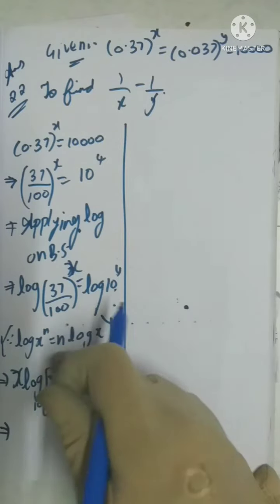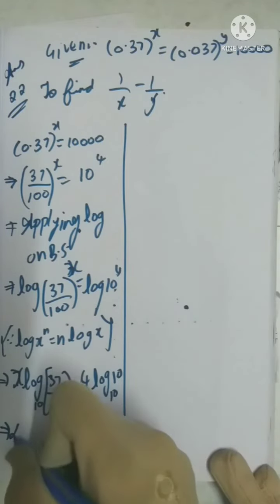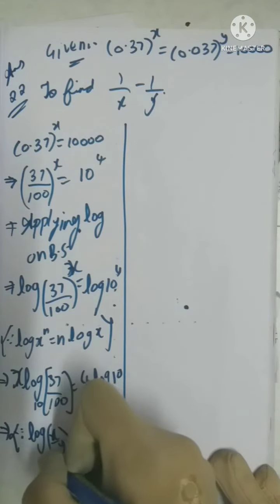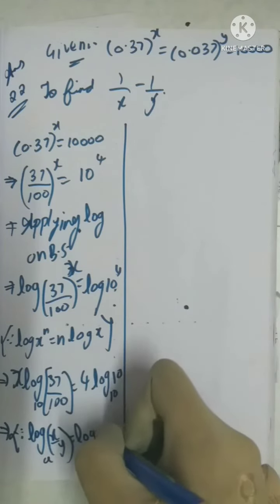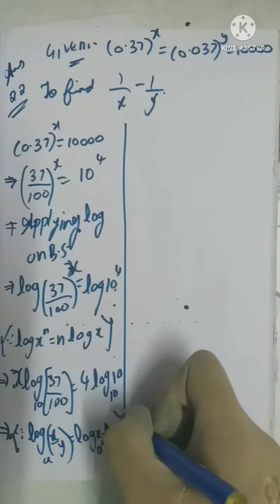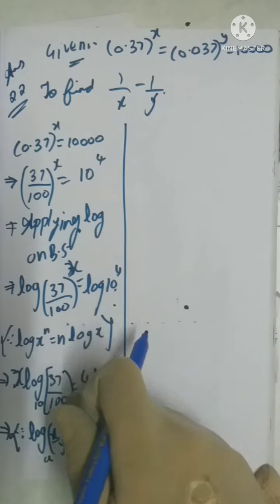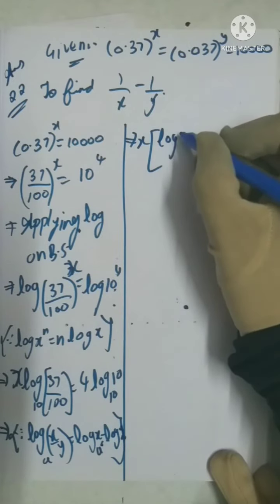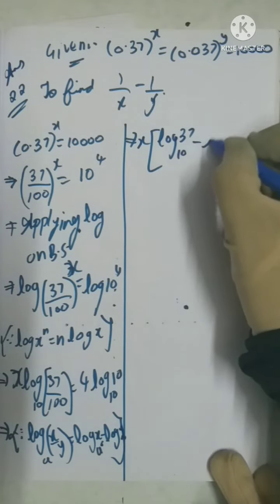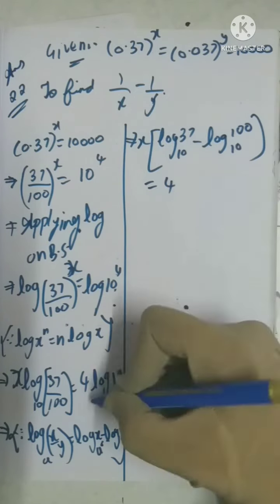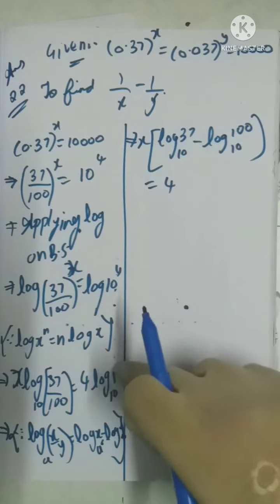Now again, it is in the form of log x by y. What is log x by y to the base a? Log x by y to the base a is log x to the base a minus log y to the base a. So x is 37, y is 100. So x is common for both, right? So x, and I'll open the bracket, then I'll write log 37 to the base 10 minus log 100 to the base 10 is equal to 4 into, what is log n to the base n? This is the form of log n to the base n.